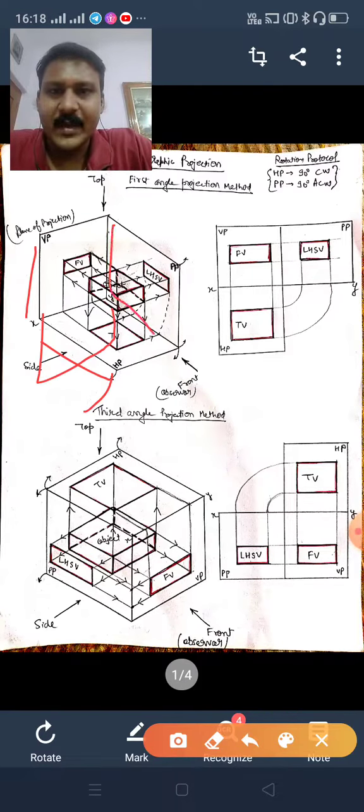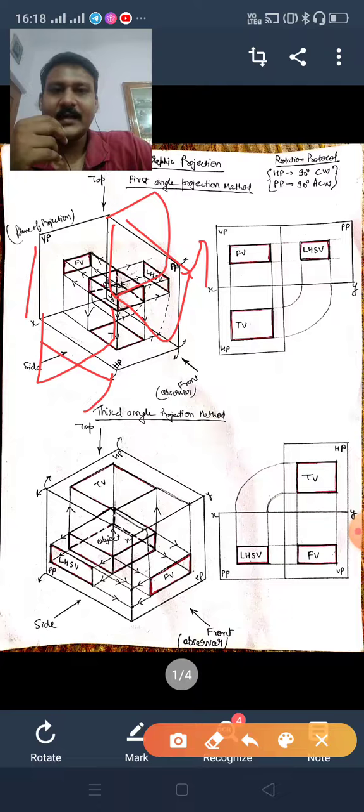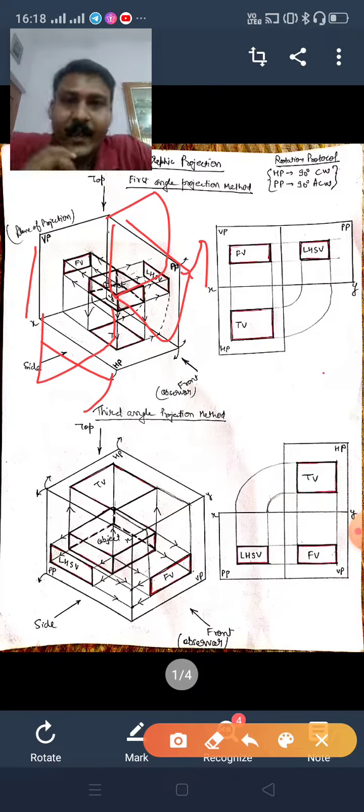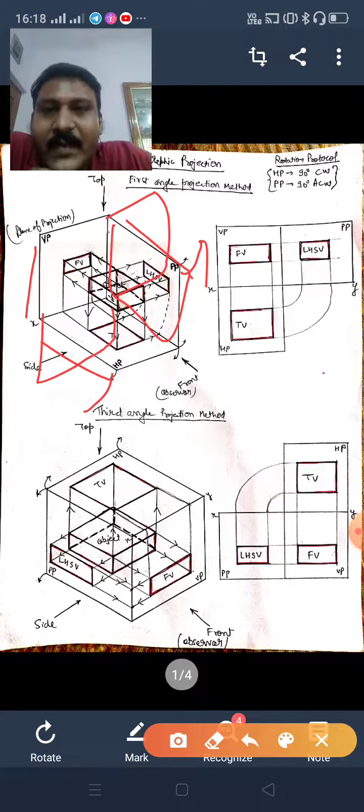And this is the profile plane, and according to our rotation protocol, we have to rotate the profile plane anti-clockwise 90 degrees. So this is anti-clockwise, so it will look like this. Your figure will convert like this, I have drawn it on my side. This is the figure: this is the vertical plane, this is the horizontal plane, and this is the profile plane.